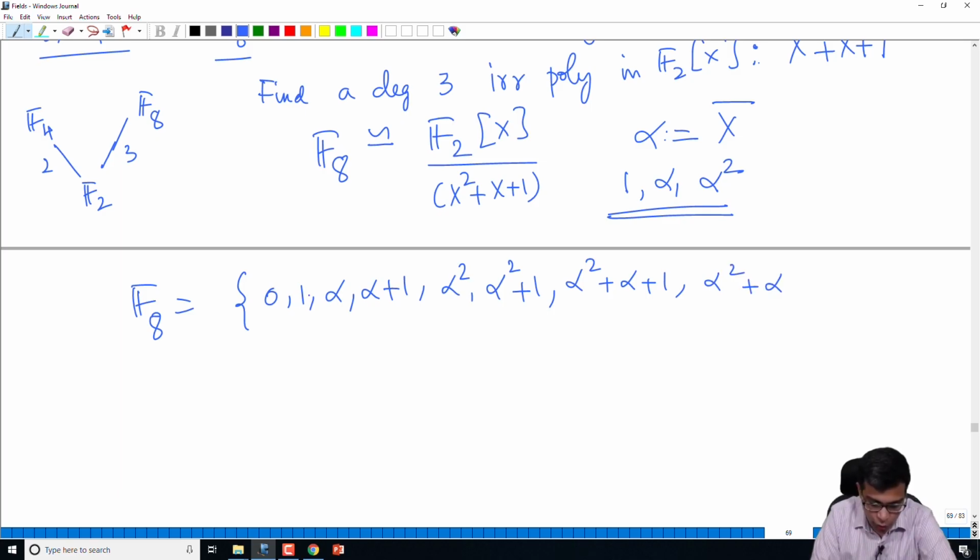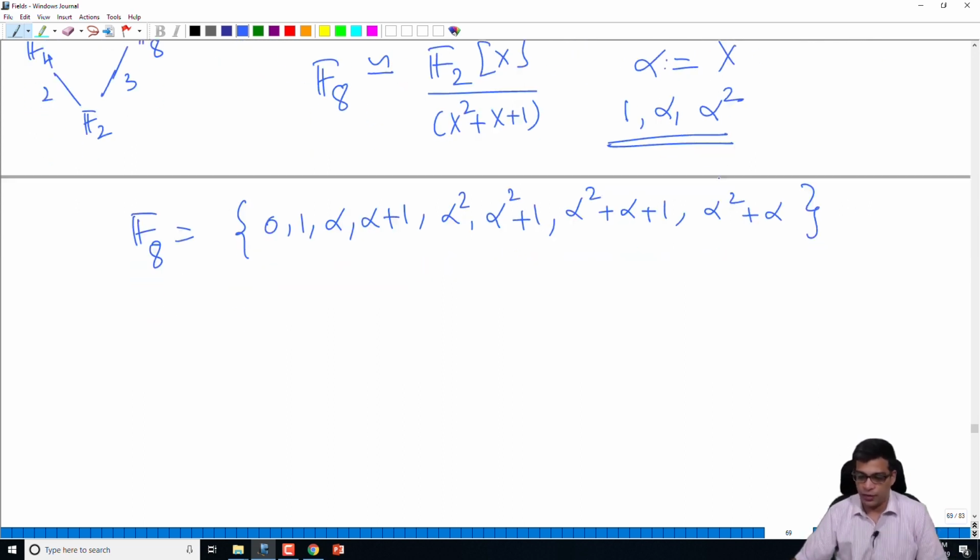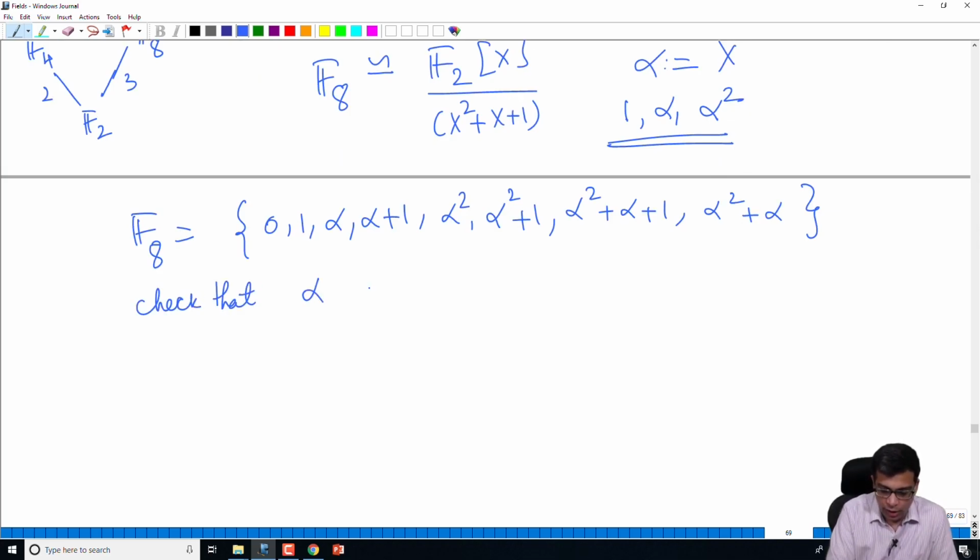So let's see, 1, 2, 3, 4, 5, 6, 7, 8. 8 elements, right? These are all distinct elements. Remember, these are given by putting one of the 2 possible coefficients in front of 1. Similarly, one of the 2 possible coefficients in front of alpha, one of the 2 possible coefficients in front of alpha squared. One can check here that alpha generates actually F8 cross.